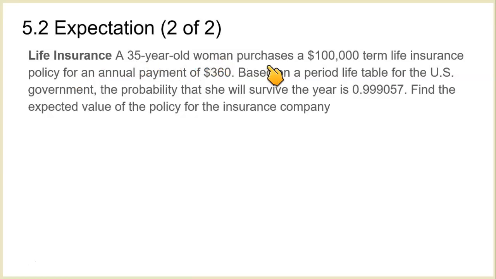So a 35-year-old woman purchases a $100,000 term life insurance policy for an annual payment of $360 based on the period life table for the U.S. government. The probability that she will survive the year is 0.999057. Find the expected value of the policy for the insurance company. So for that particular year, what's the expected value or the expectation of that policy for the insurance company? More or less it's the same process.